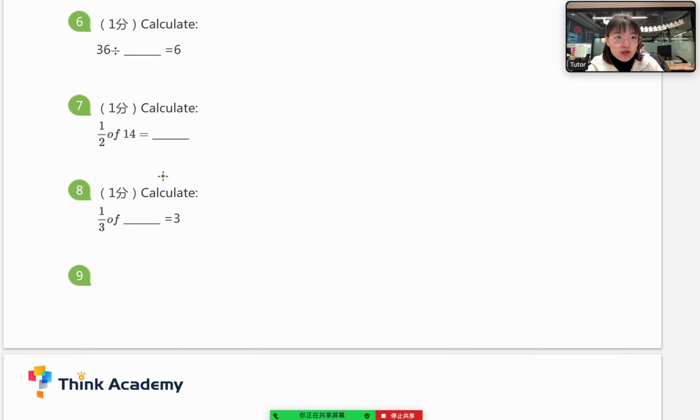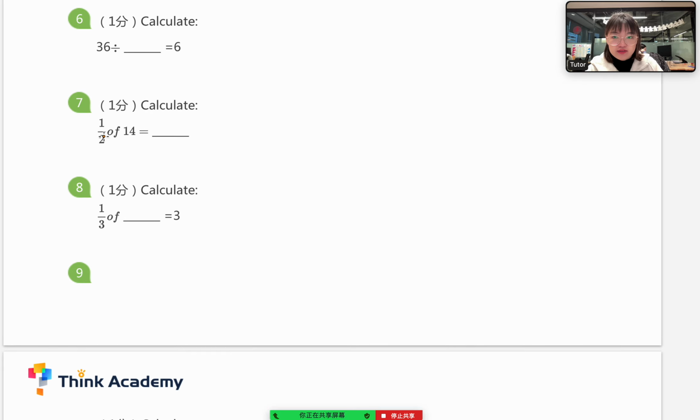Okay, and then let's talk about the calculation about fractions. So 1/2 of 14. So it means in total there are 14, and we are finding 1/2 of 14. So let's draw a bar, and we can find 1/2. This is 1/2, 1 out of 2. 14 is the total. So 1/2 of 14 means we're dividing the 14 into 2 equal parts, which is 14 divided by 2 is 7.